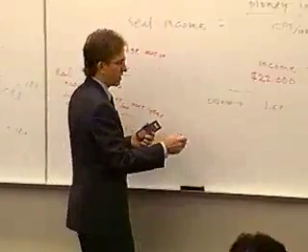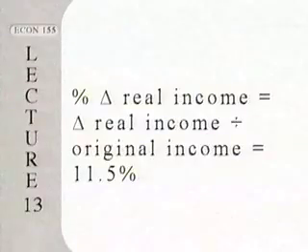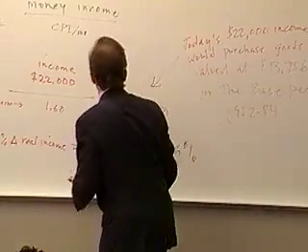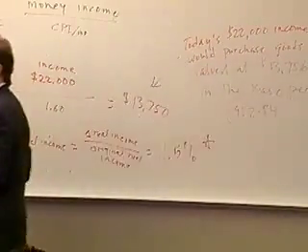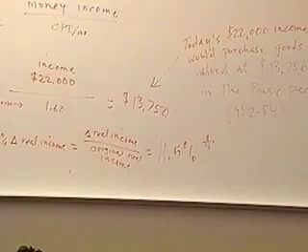And so the percentage change in real income is equal to the change in my real income divided by my original real income. The change, you can say 15,337 minus 13,750 and so forth. This comes out to 11.5%. Now, this is the thing I'm saying that is important. Not one of those numbers or the other one.